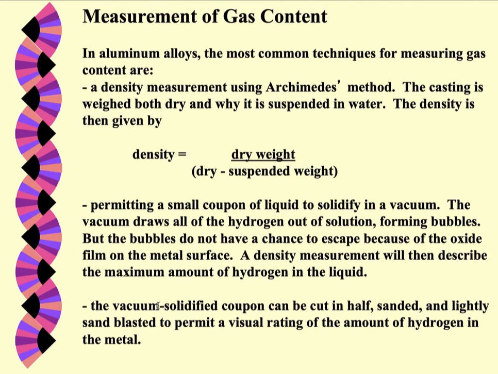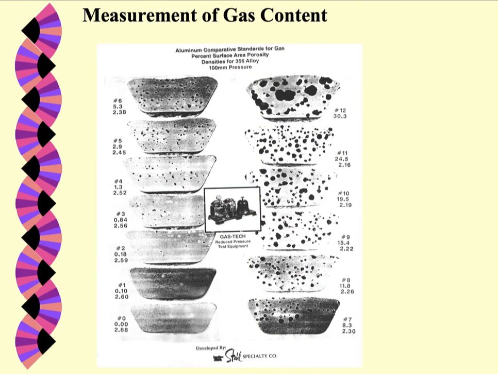So what we're going to do is cut these in half with the bandsaw, sand them, and lightly sandblast them to permit a visual rating of the amount of hydrogen in the metal. I think they sandblast it in order to cut down on any metal that's smeared over the small little bubbles. You can also use a certain kind of file to do that. So here's a little chart. It shows you, when you cut it in half, what each density looks like. This is for 356 aluminum, which is what we're using. So remember that the alloy that we're using in lab is 356 aluminum.